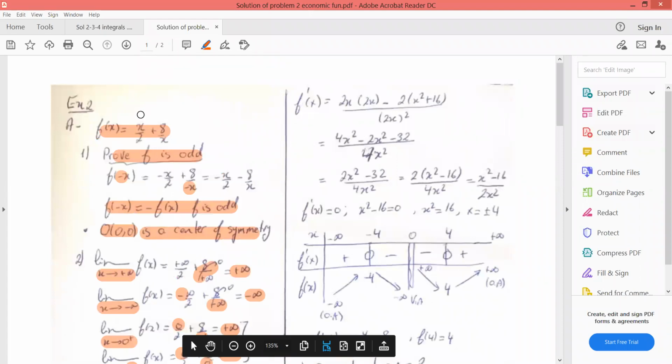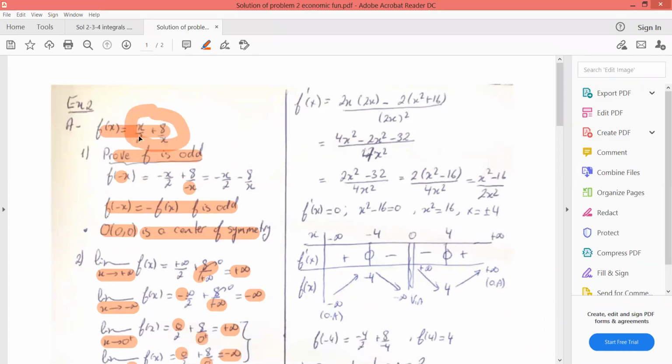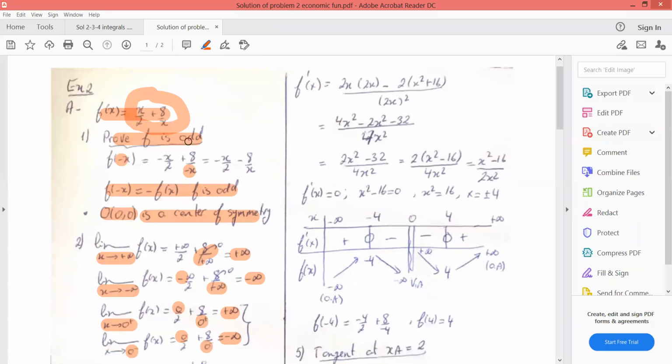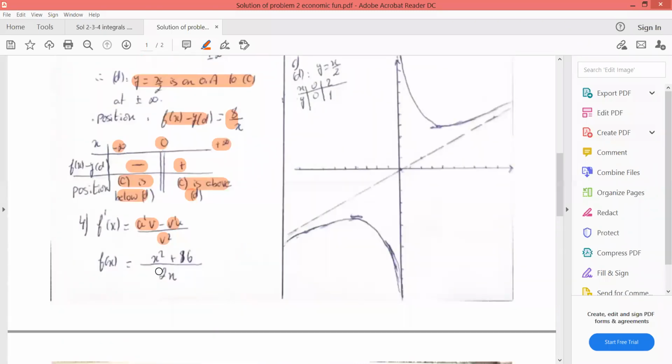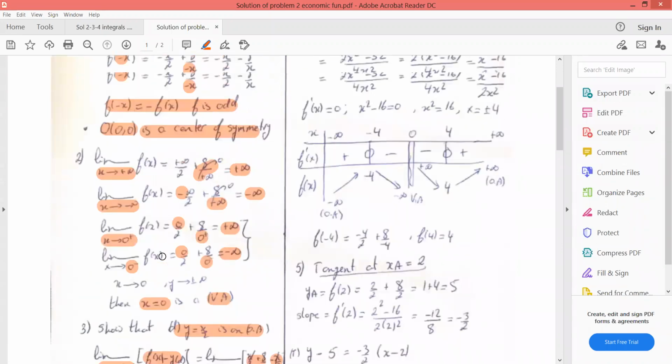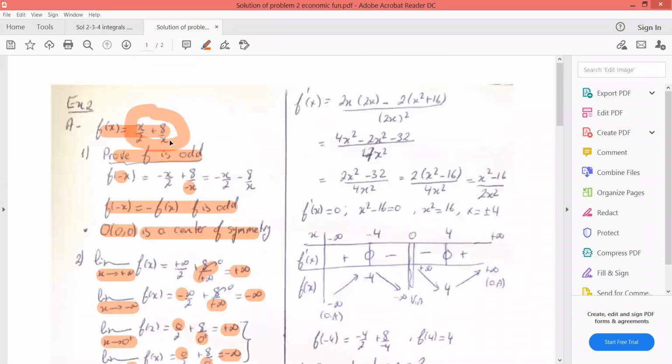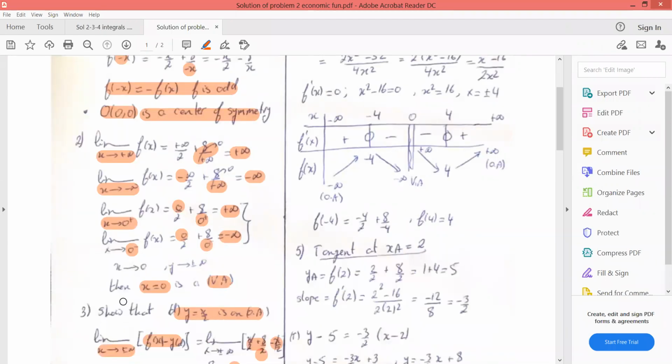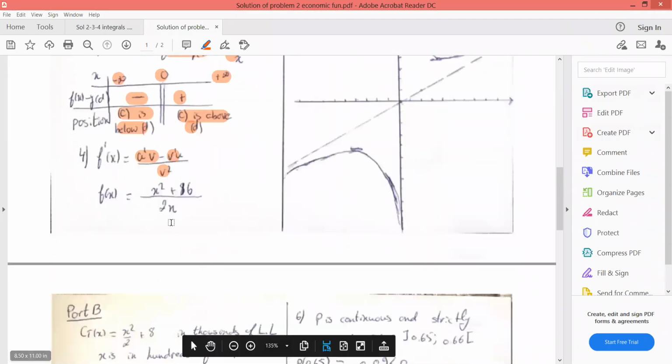What is the LCM here? If we are going to take the LCM here, what is the LCM? 2x. If we take the LCM 2x, what will be the numerator? x times x squared plus 16. We get 2x squared, and we get x squared plus 16. Do you see how it became x squared? I multiply x times x squared, 8 times 2 is 16. So this is u and this is v.